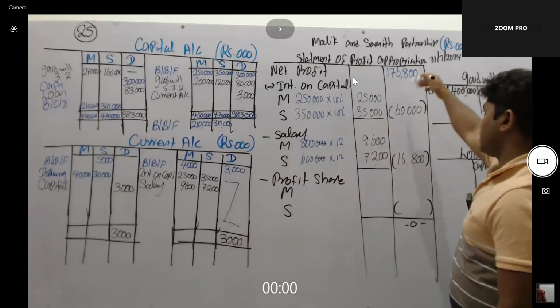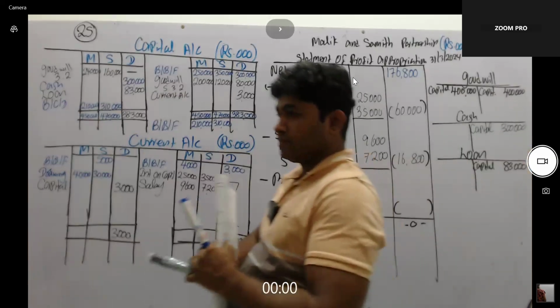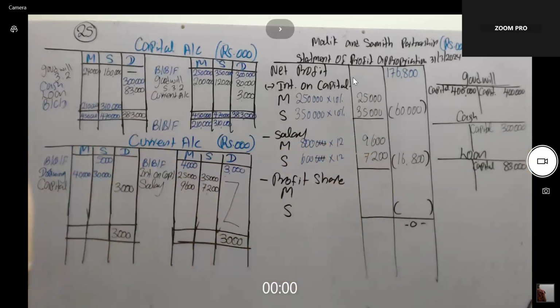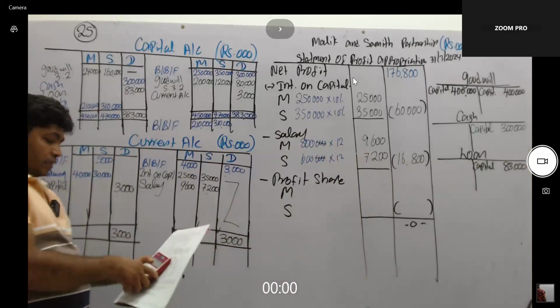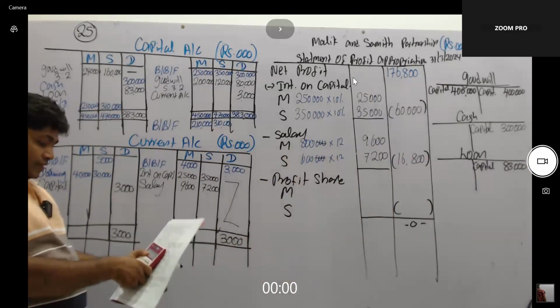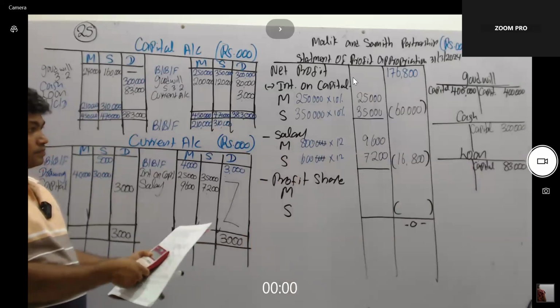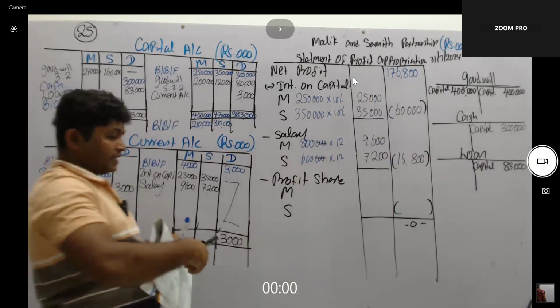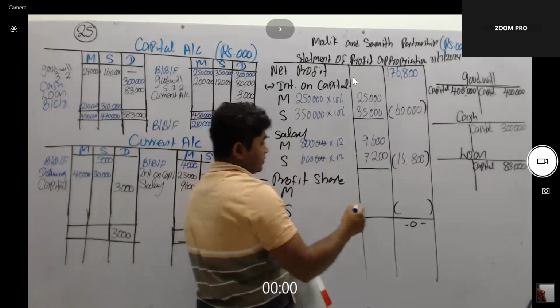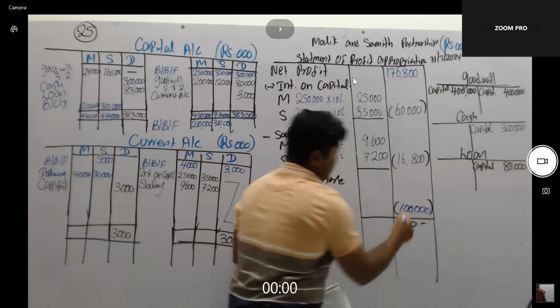Right, from this value deduct these two values, then calculate the share of profit. Therefore 176,800 minus 60,000 minus 16,800. Think share of profit equals 100,000. It is called share of profit.